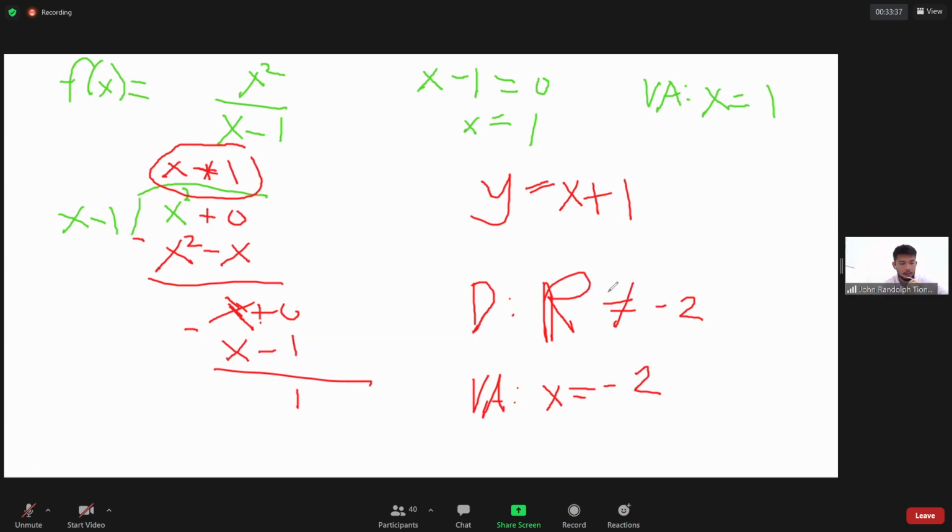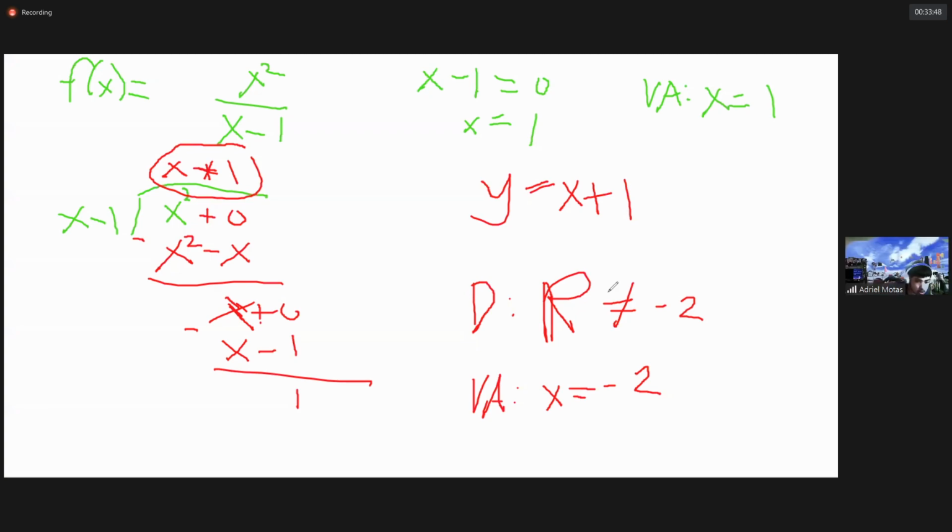How about number 4? Number 4, is it rational or not rational? Not rational. Okay, correct. You can have it in the group chat now. Number 4 is not rational. So we will leave the other items para masagutan natin yan.